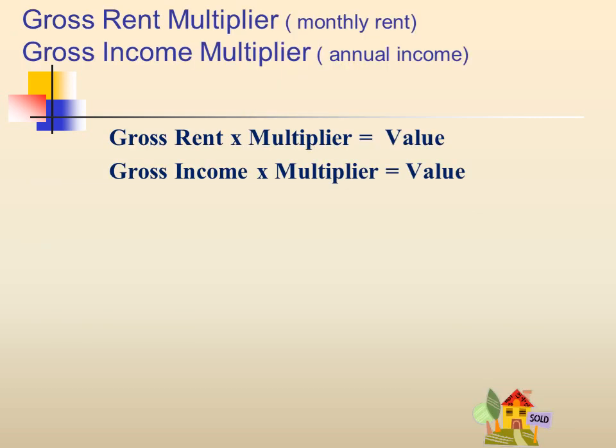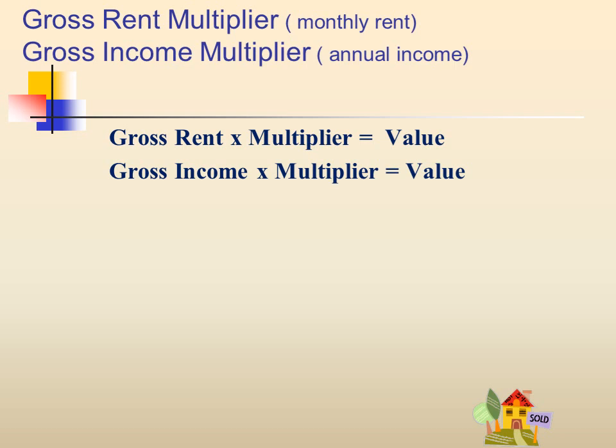Some other problems we might get with appraisal math are computing gross rent multipliers and gross income multipliers, or problems using GRMs or GIMs. These problems are solved exactly the same way. The difference is gross rent multiplier problems use a monthly rent. Gross income multipliers are using an annual income. The difference is that the gross rent multiplier is generally used on single-family, small residential income properties. The gross income multipliers are generally used on multifamily investment properties. But they're computed the same way.